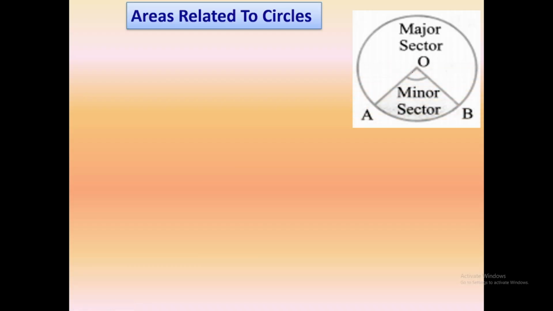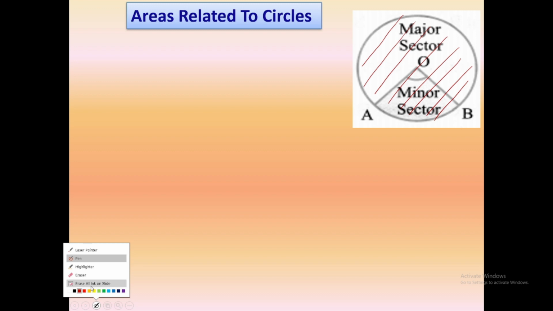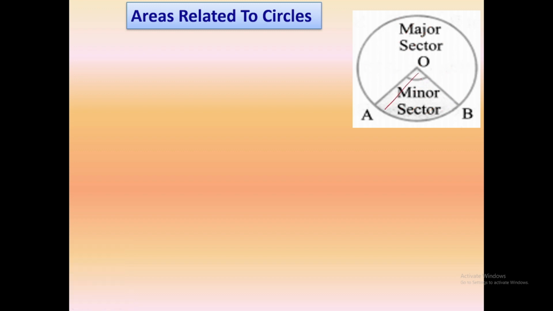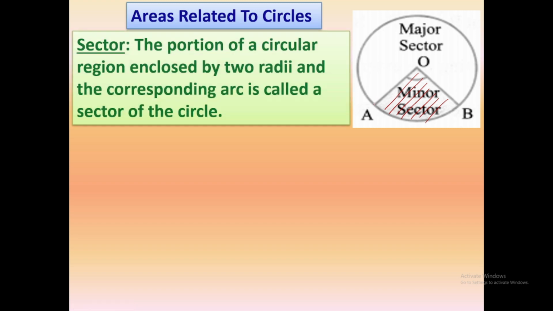So here, as you all know, this portion is the area of the circle. But out of this portion, now it comes that this is the minor sector. But what does it mean? It means the area enclosed between the two radii and the corresponding arc. So this is the minor sector.